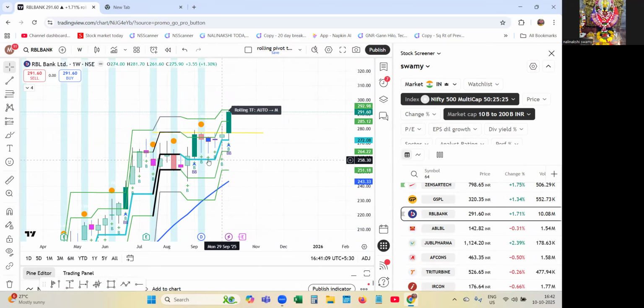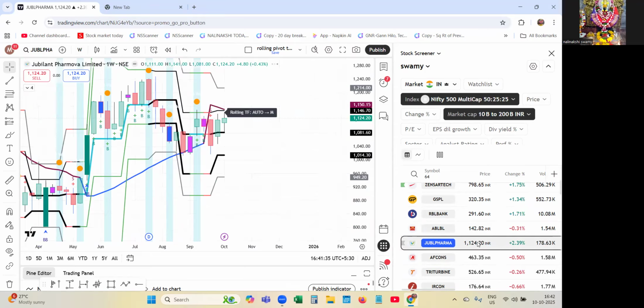So if you would have tracked this stock, I was tracking, it came around 258 like that. You can see, I think it came around 262. And so if you would have entered around this, 30 points. I was tracking this stock. It was above the weekly pivot. Like this, so many stocks, you can go there.